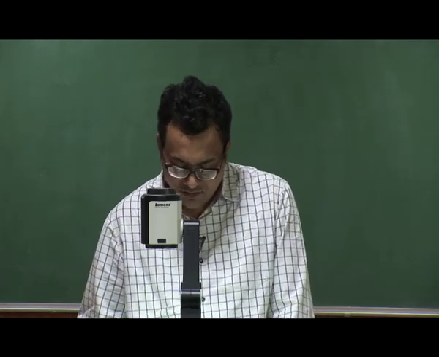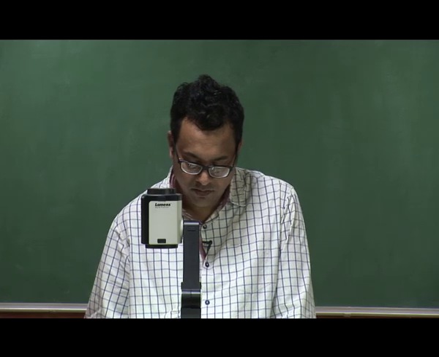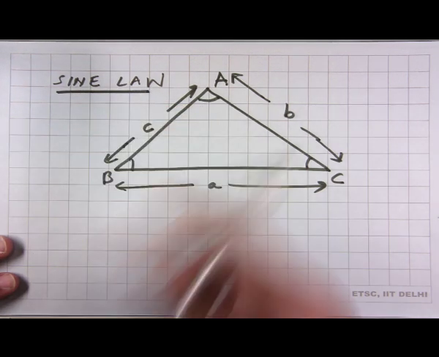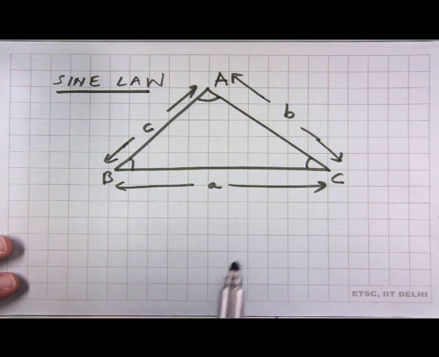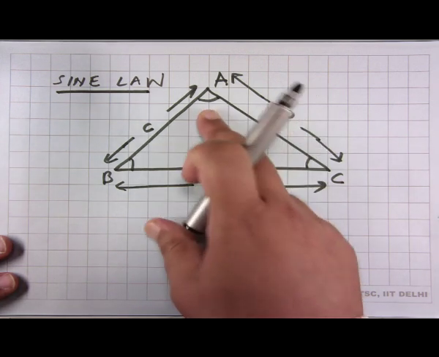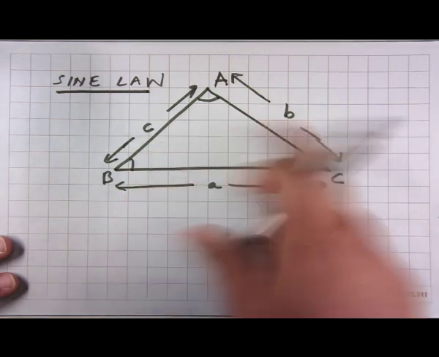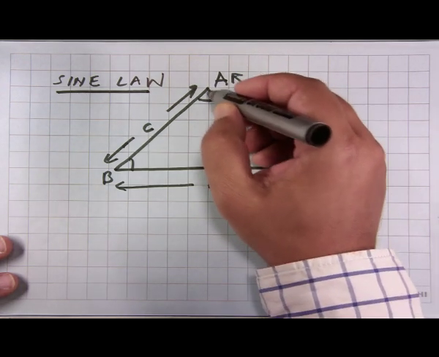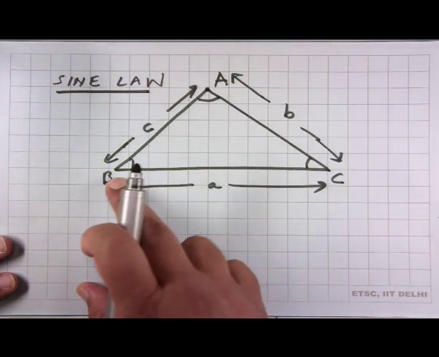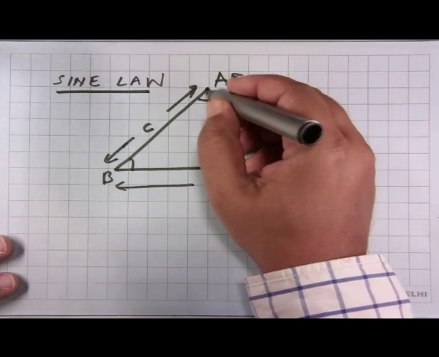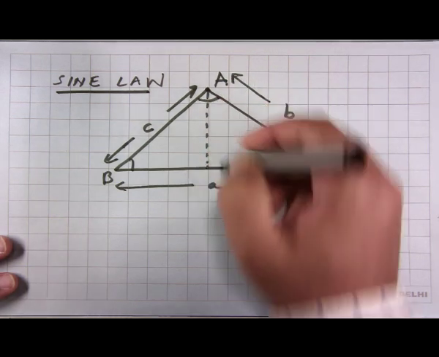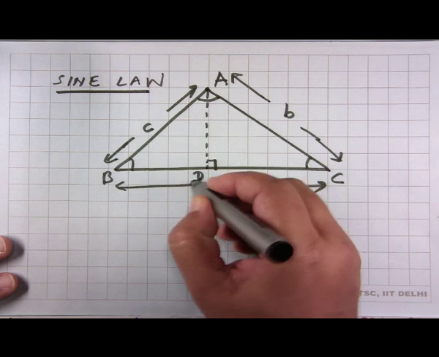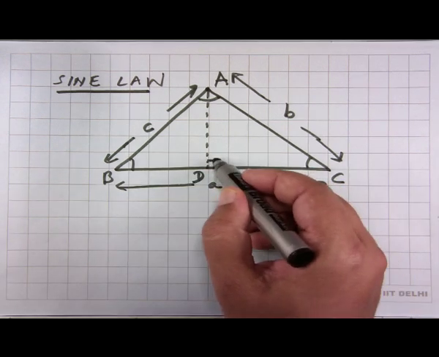Now let us come back to the very first property, the relation between the three angles and the three sides. Essentially, we have three angles, A, B and C, and three sides a, b and c. Let us drop a perpendicular from this vertex A onto the opposite side BC. Let us say that this perpendicular meets the side BC at a point D. So, this is 90 degrees.